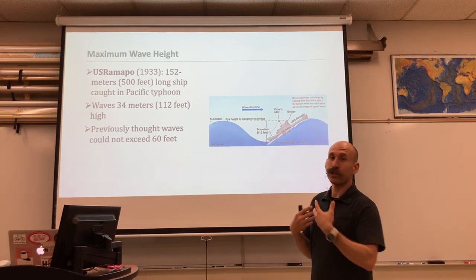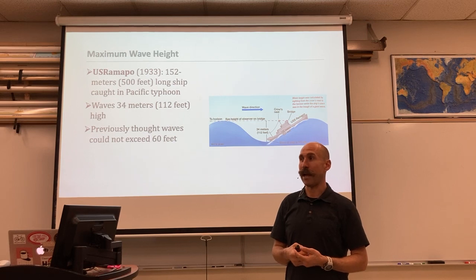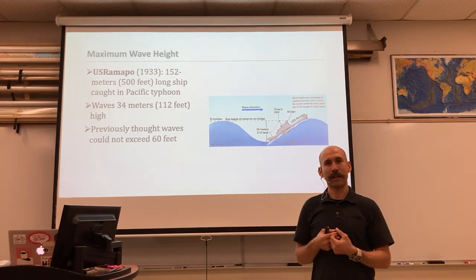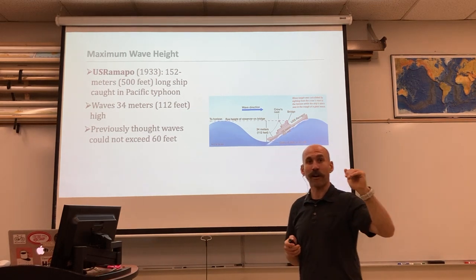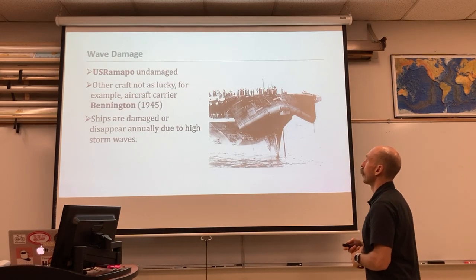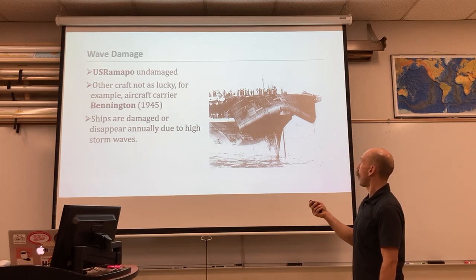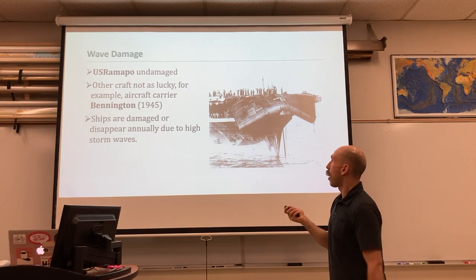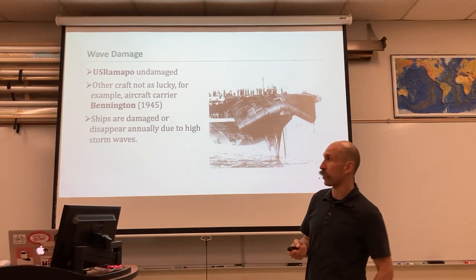And it showed us that, actually, waves can get really, really big at sea. And their specific properties, we might not know exactly what the upper limit of waves at sea are. In fact, there could be really big waves. So the U.S. Ramapo was undamaged. Other ships aren't so lucky. In fact, there's 100 to 1,000 ships that go missing every year due to these big storms.